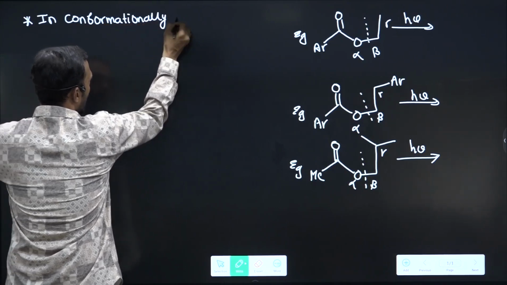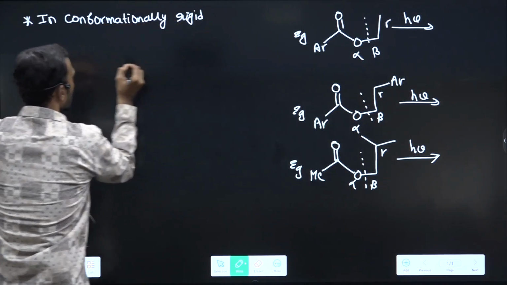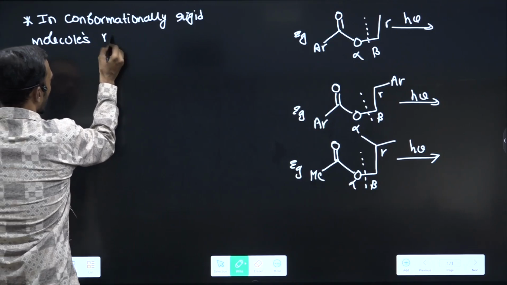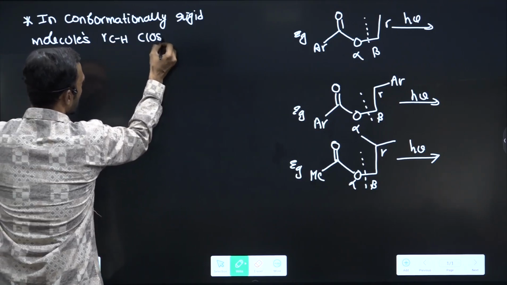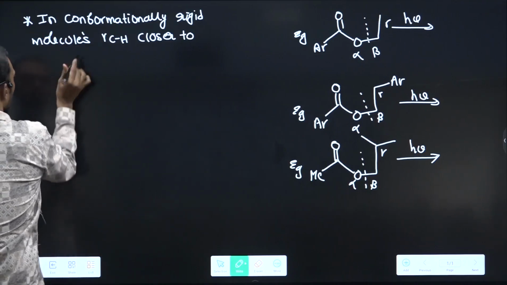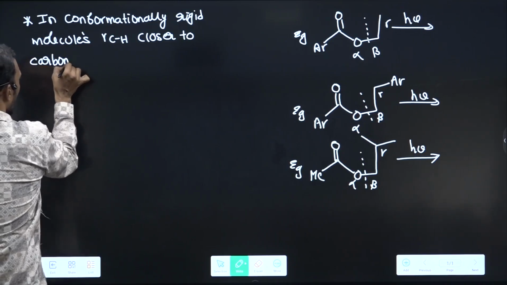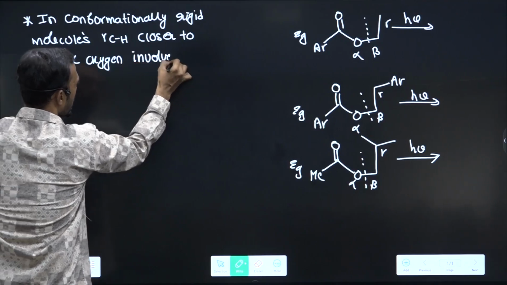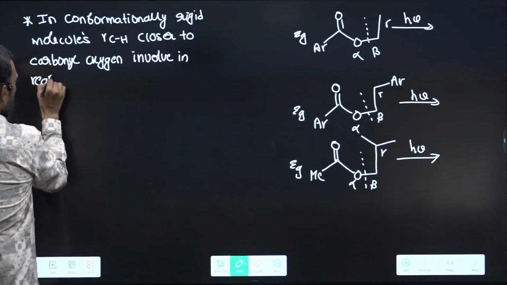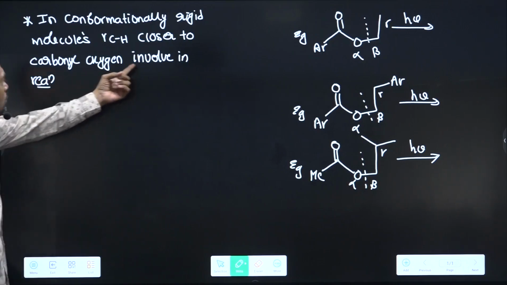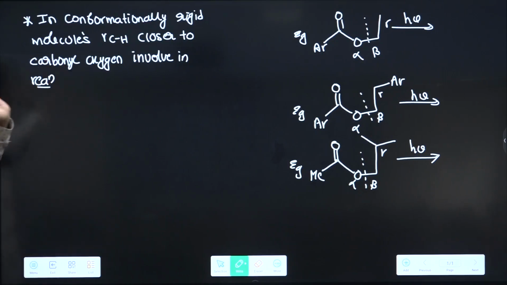Write down one point. In conformationally rigid molecules, the gamma carbon hydrogen closer to the carbonyl oxygen is involved in the reaction. Suppose if it is not closer, no reaction, especially for rigid conformers. Only for rigid molecules.